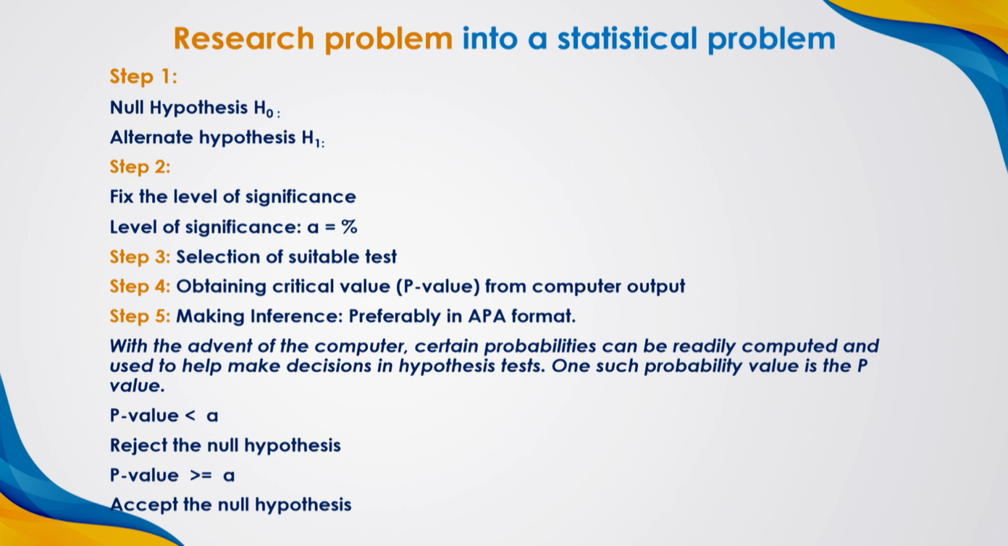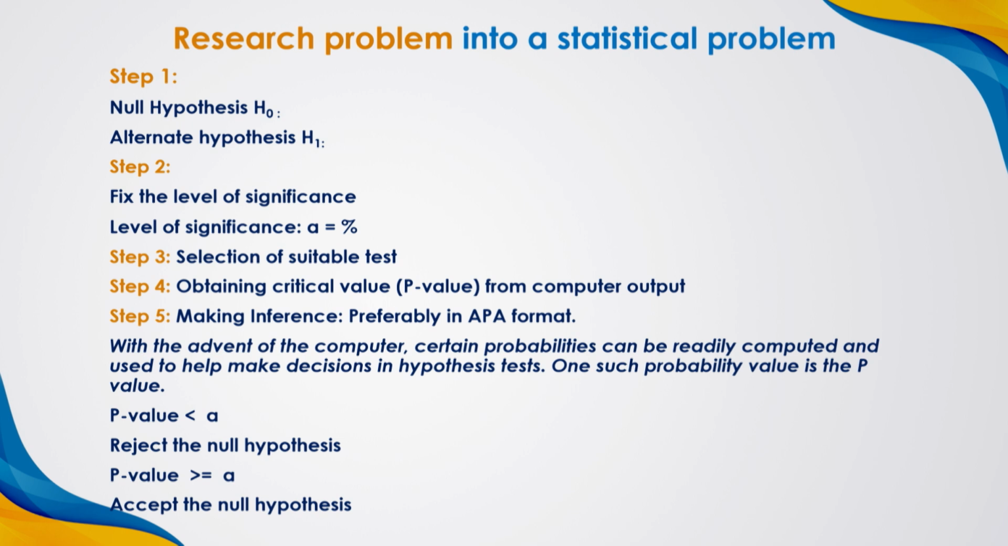In step 4, using the sample information and the test statistic, you calculate your p-value manually or from the computer output. In step 5, you have to make an inference or conclusion. Whenever you make your inference, all researchers are expected to give their inference in the APA format.